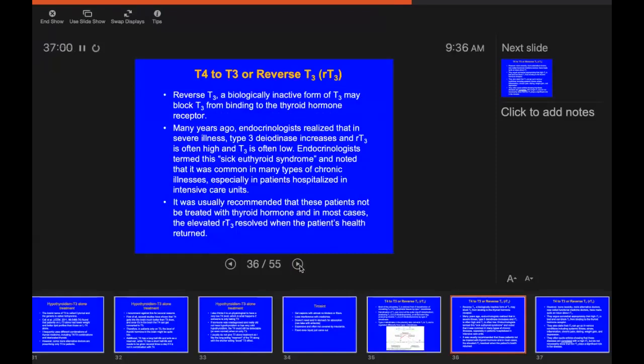Endocrinologists termed this sick-euthyroid syndrome, and noticed that it was common in many types of chronic illnesses, especially in hospitalized patients in the intensive care unit. It was usually recommended that these patients not be treated with thyroid hormone. It was seen as adaptive, that they shouldn't be making T3 when they're sick, and that the elevated reverse T3 and the low T3 resolve when the patients get better. This is what most endocrinologists, including me, believed until a couple of years ago.